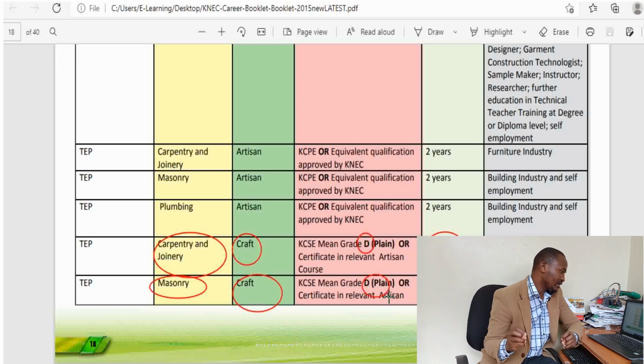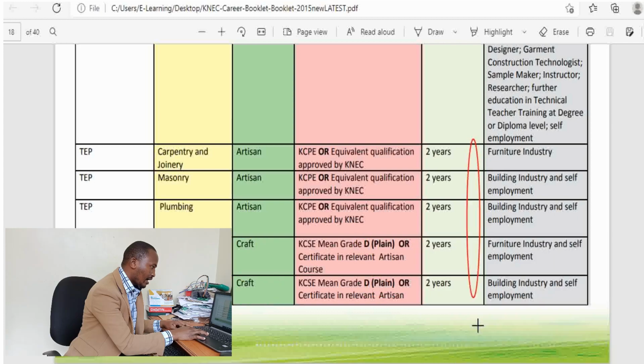And one thing I like about these courses, they are usually very practical. You can check my video on plumbing. You see how much time is allocated for practice. Actually, more than 50% of the time is allocated for practice. And here you can check the potential job market.